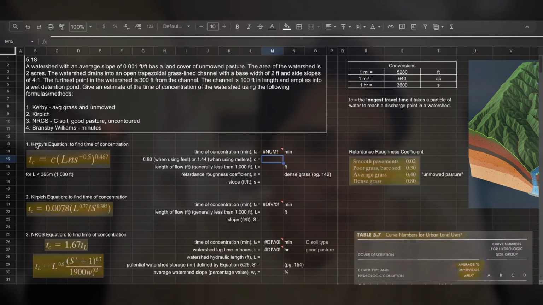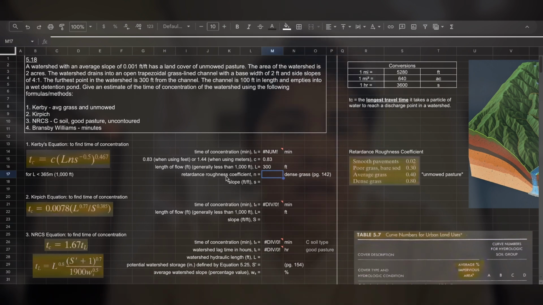So let's start. For Kirby's equation, we need a C value, L, n, and S value, so 4 values. For C, we use 0.83 when we're working with feet and 1.44 when we're working with meters. In our case, we're working with feet, so let's use 0.83. Then the length of the flow: we are given that the farthest point of the watershed is 300 feet from the channel. In this case, we are assuming that the farthest point is the one that is going to take the longest. It's not the case every time if you want to be more realistic, but we are simplifying here.